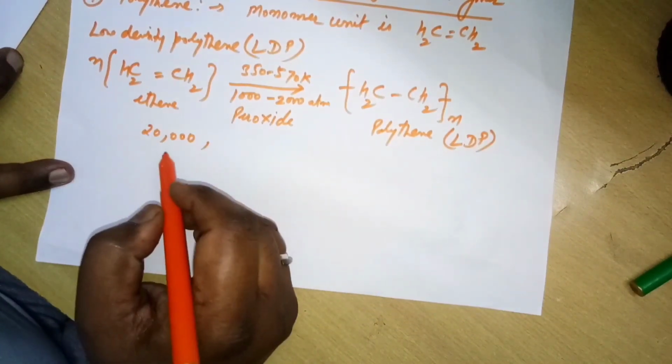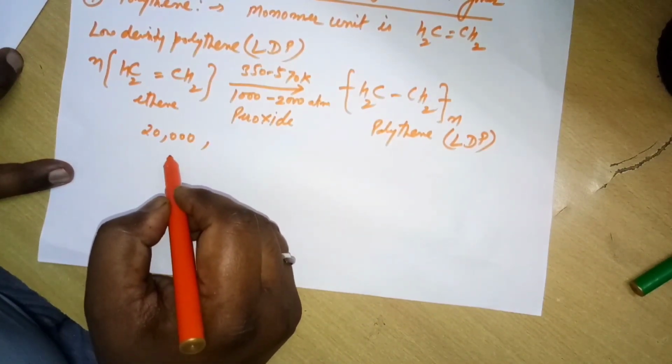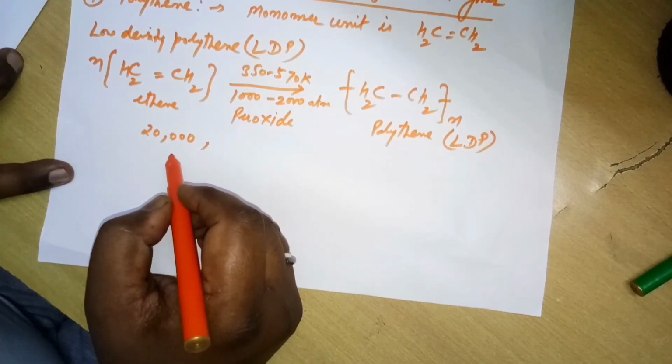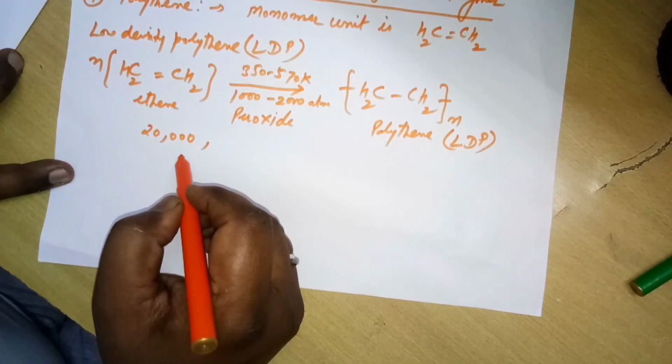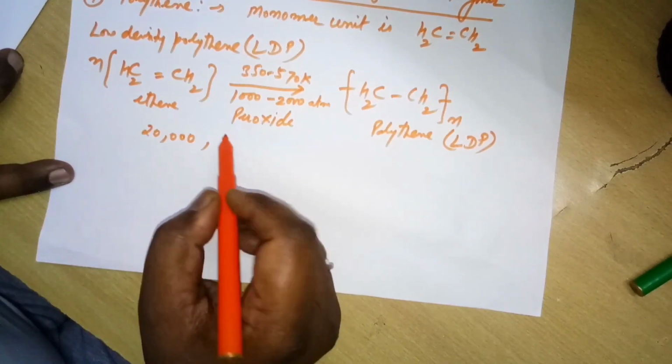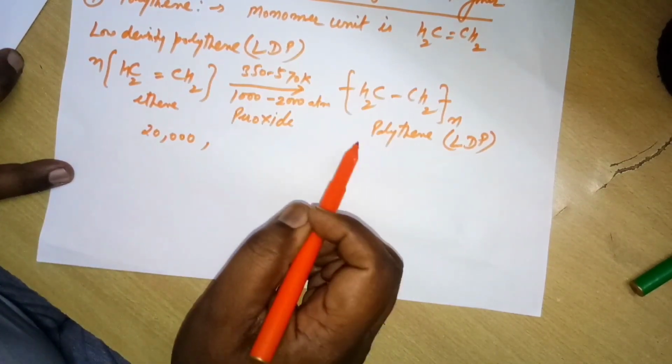Uses: this polymer, that is low density polythene, is used for packaging material and insulation for electric wires and cables. It is also used in the manufacture of toys and flexible pipes.